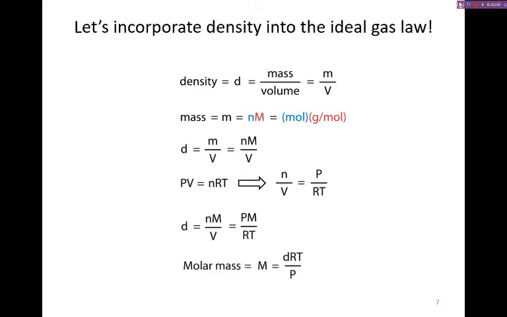We could also rearrange and solve for the molar mass using the density. And it turns out that this method was used historically for long periods of time, and you could still use it today. By measuring the density of a gas, you can identify what it is.